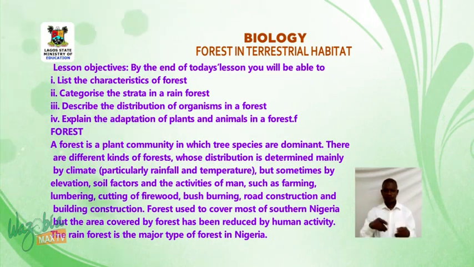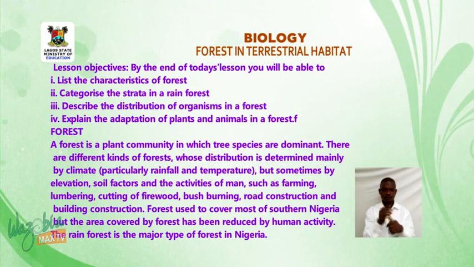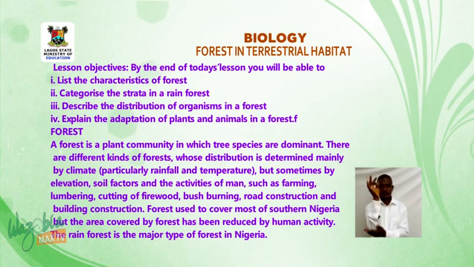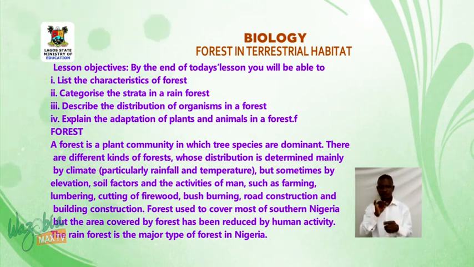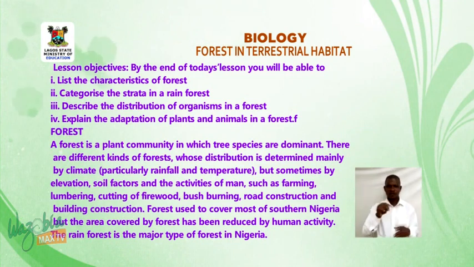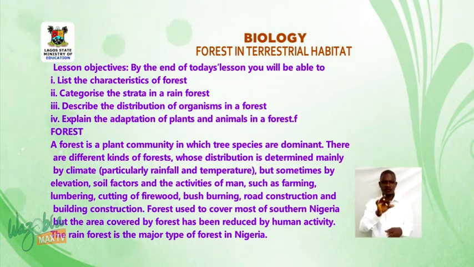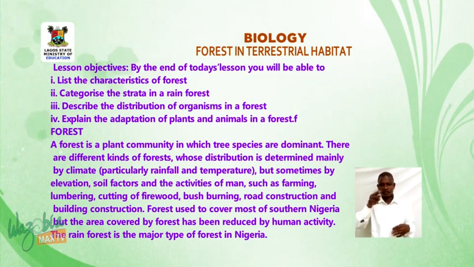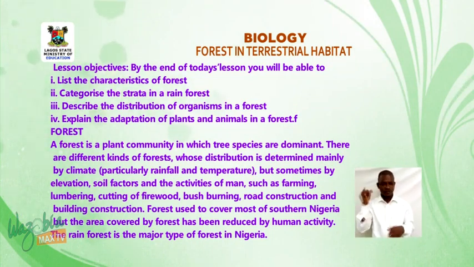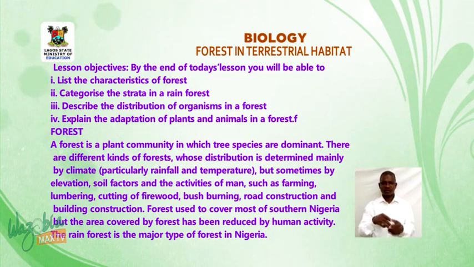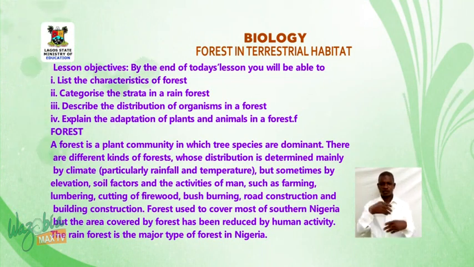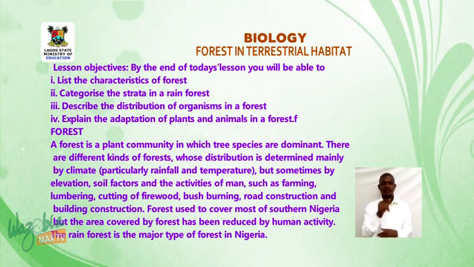Forest. A forest is a plant community in which tree species are dominant. There are different kinds of forest whose distribution is determined mainly by climate, for example, rainfall and temperature, but sometimes by elevation, soil factors, and the activities of man, such as farming, lumbering, cutting of firewood, bush burning, road construction, and building construction.